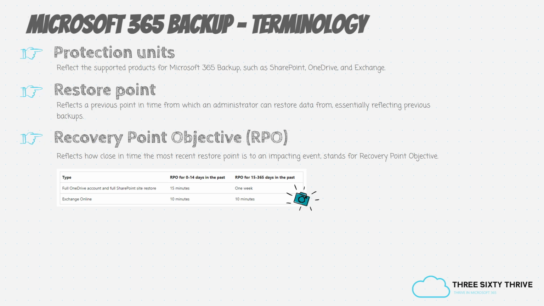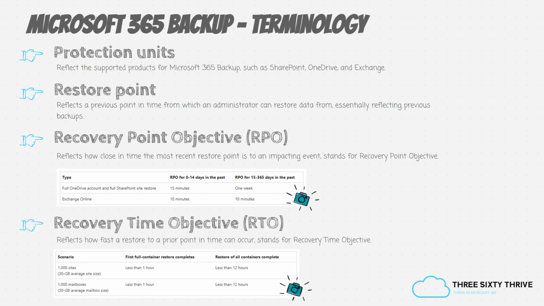Recovery time objective, or RTO, reflects how fast a restore to a prior point in time can occur. Microsoft have provided some example RTOs here. If we had 1000 SharePoint sites with a 30GB average site size, the first full container would restore in less than 1 hour. However, to restore all containers, we were talking less than 12 hours, and the same again for 1000 Exchange Online mailboxes. Let's now take a look at the licensing and pricing model for Microsoft 365 Backup.